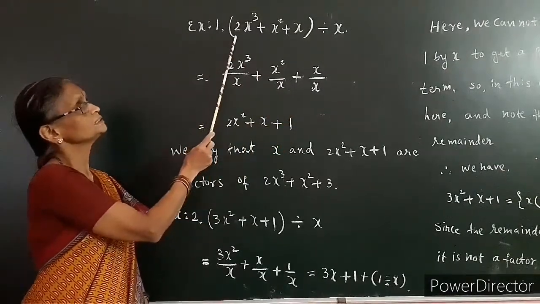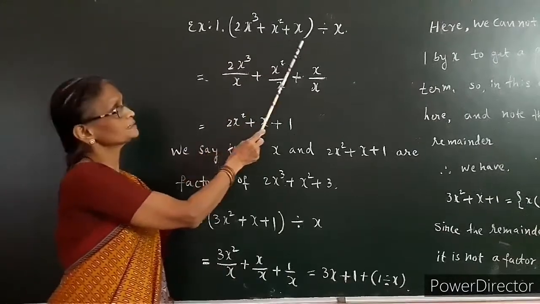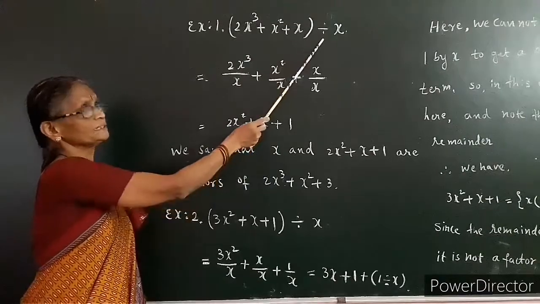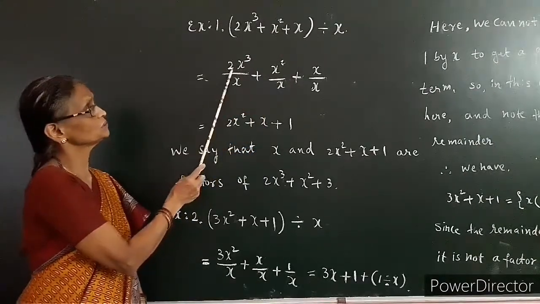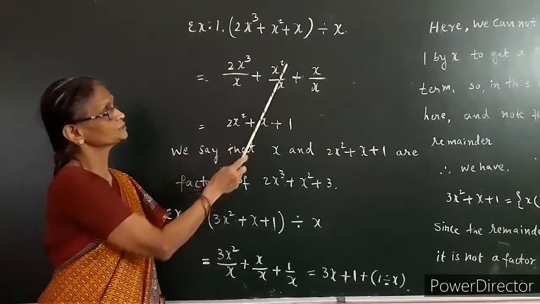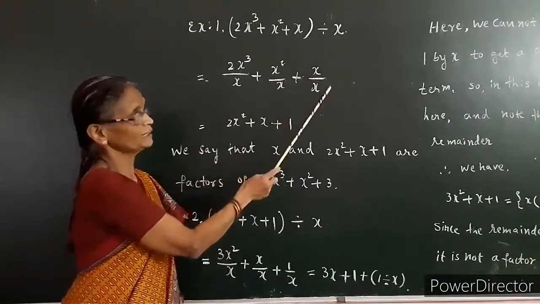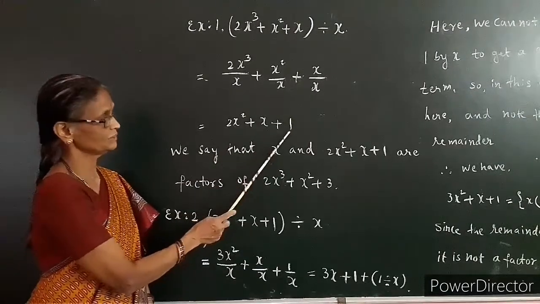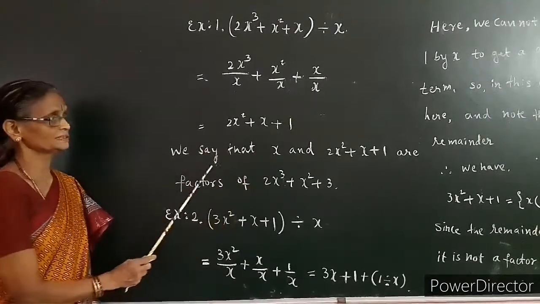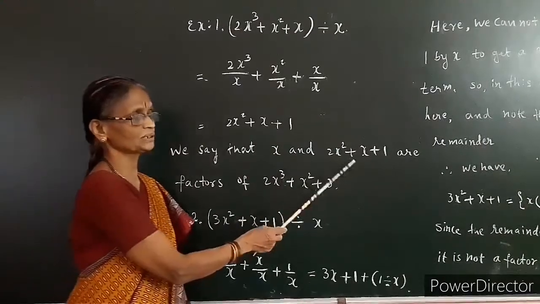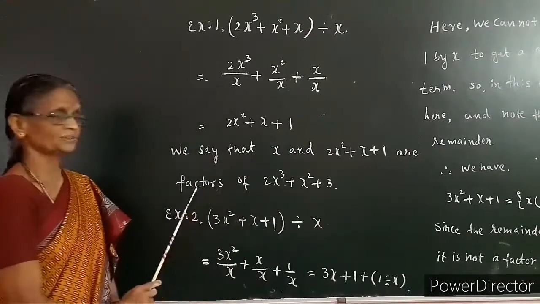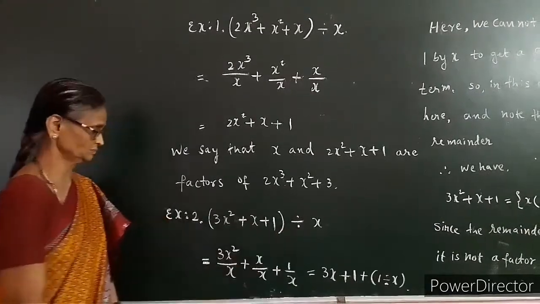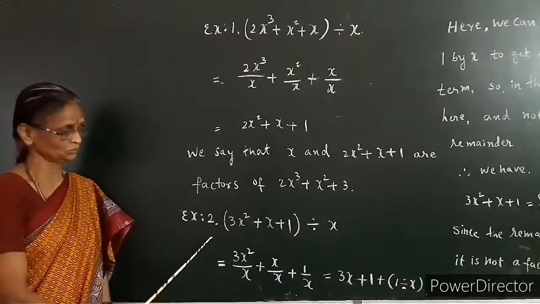Example 1 is 2x cube plus x square plus x divided by x. Each and every term of the dividend is divided by the divisor x. It becomes 2x cube by x plus x square by x plus x by x. It gives 2x square plus x plus 1. Now we say that x and 2x square plus x plus 1 are factors of 2x cube plus x square plus x. Now look at example 2.